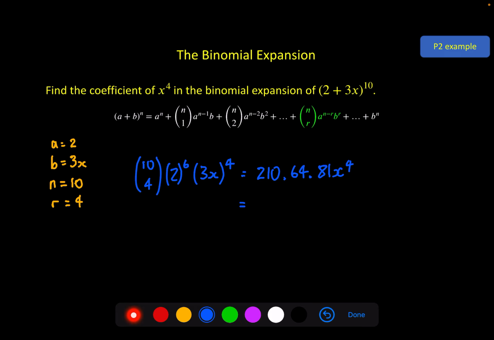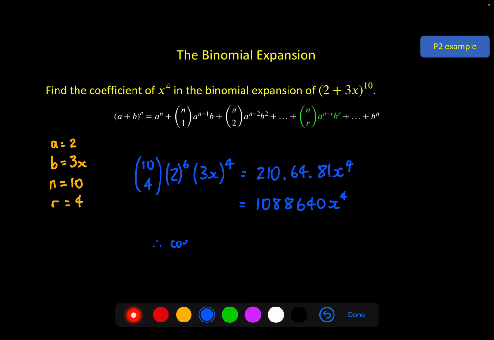So to get my coefficient, that's 81 times 64 times 210, which is a very large number, 1,088,640. So that's 1,088,640 x to the power 4. And if I was being very formal, it doesn't actually ask for the term, it asks for the coefficient. I would put a little sentence or note on the end if you've got time.